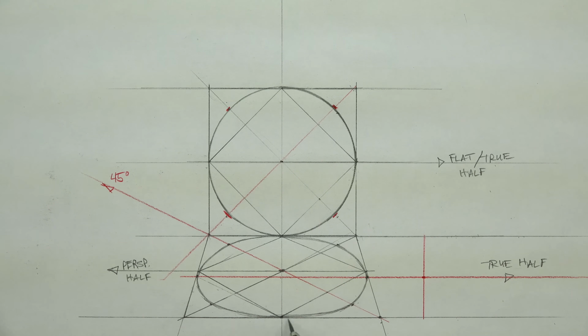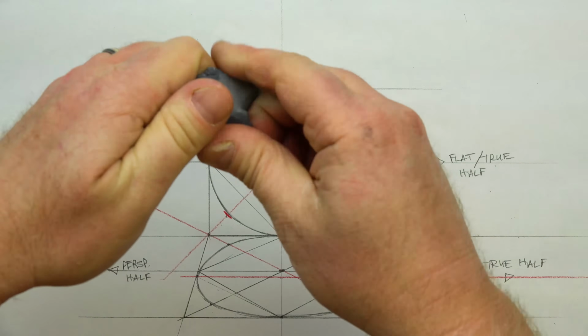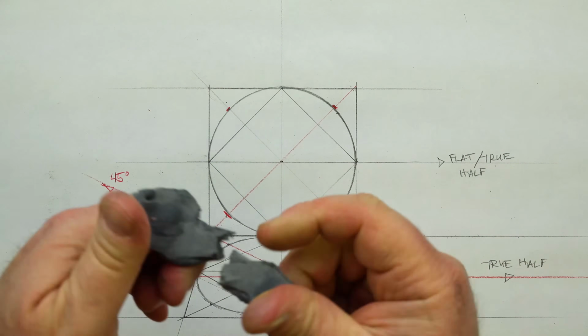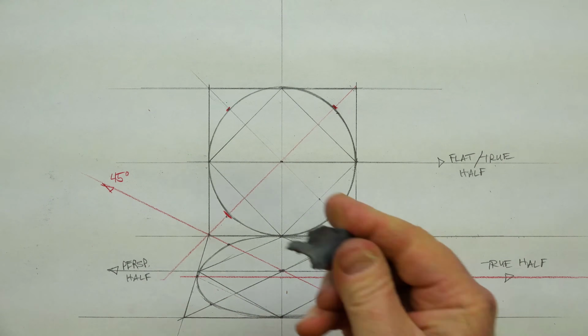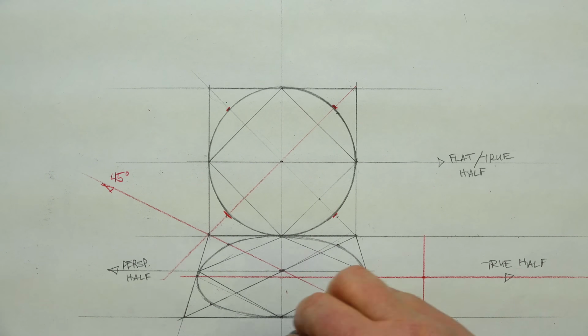I don't like this line in my ellipse, so I'm going to alter this a bit. Let me show you a couple of techniques. Take your kneaded eraser, smash it apart, stretch it apart, and get it cleaned up a little bit. Then I take a little extra bit off, and I just kind of glaze it over.